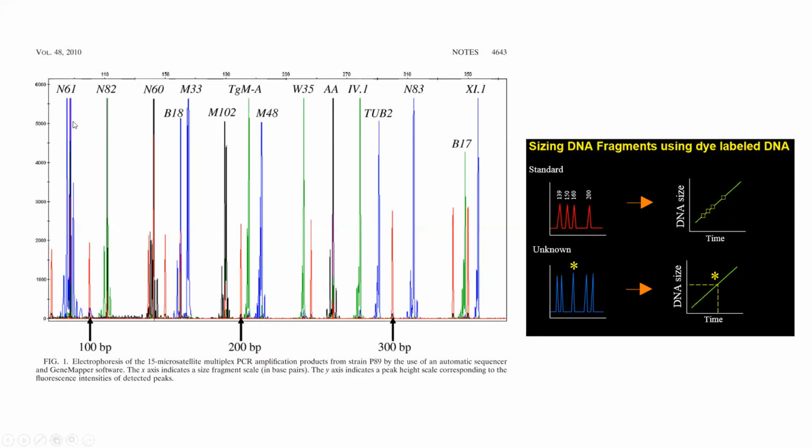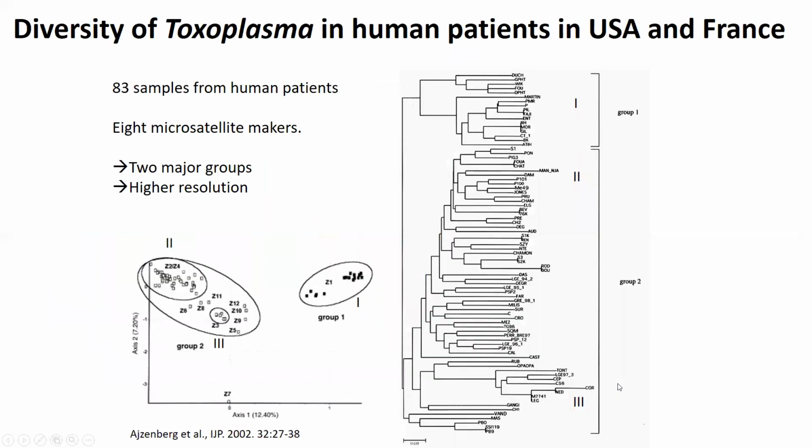So from here you can see N61 has lots of products, kind of shooting to the roof on this graph. So you have the internal control to generate a standard curve, and then the samples are compared with the standard curve, and then you call the sizes of the different peaks. That's essentially the method here.